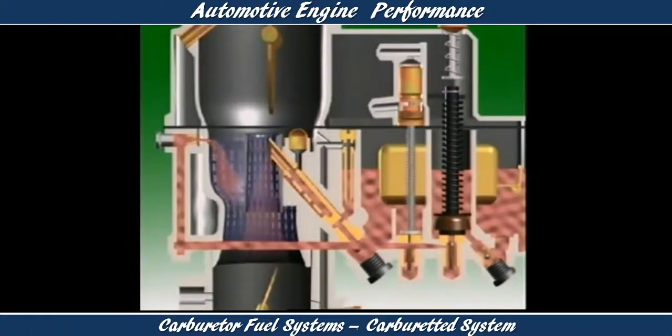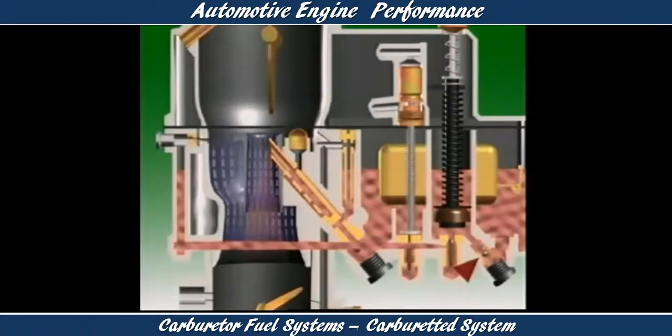Releasing the pedal lets the linkage move the plunger upwards. The bypass jet closes and the inlet valve opens to let fuel refill the pump chamber from the float bowl.